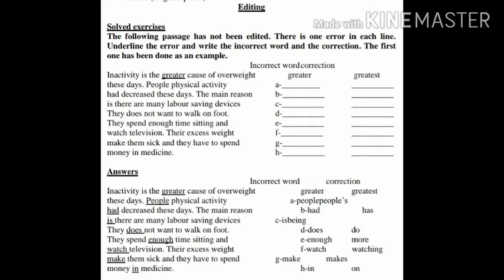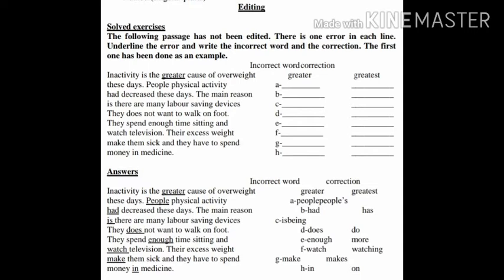First what we will do, we will read the full passage to find out the mistakes properly. So inactivity is the greater cause of overweight these days. People physical activity had decreased these days. The main reason is there are many labor saving devices. They does not want to walk on foot. They spend enough time sitting and watch television. Their excess weight make them sick and they have to spend money in medicine.